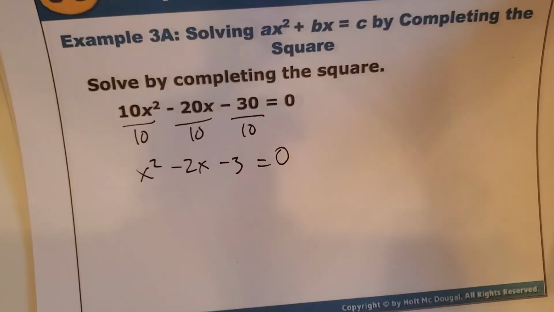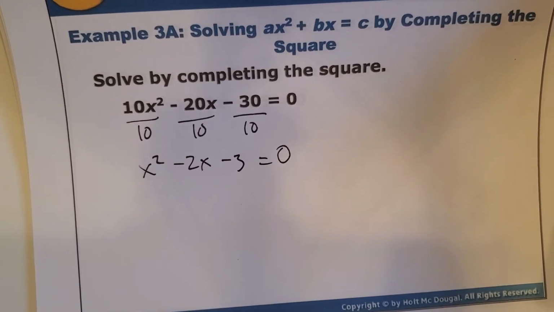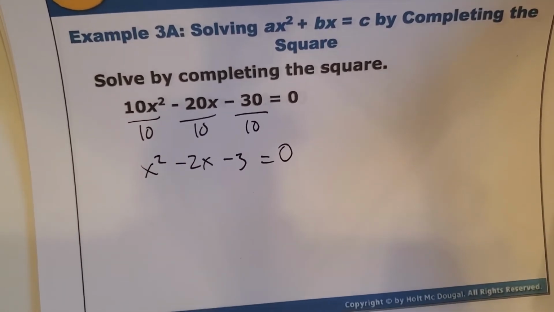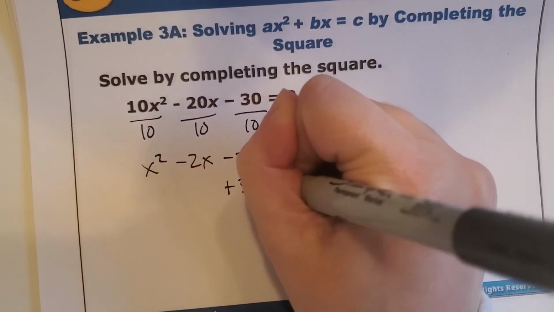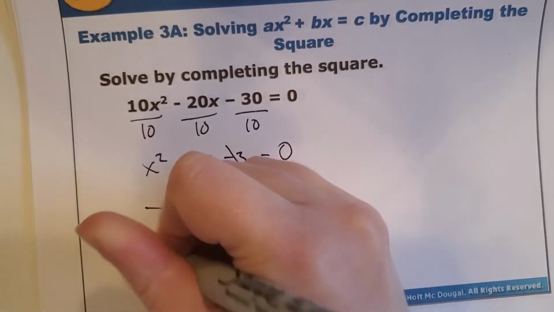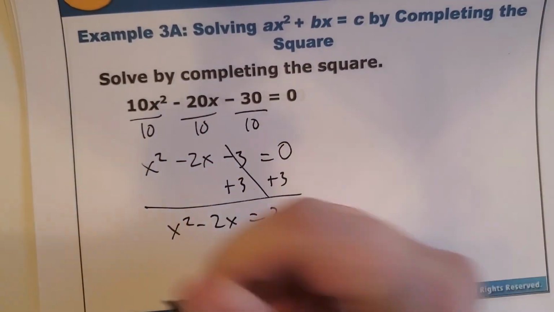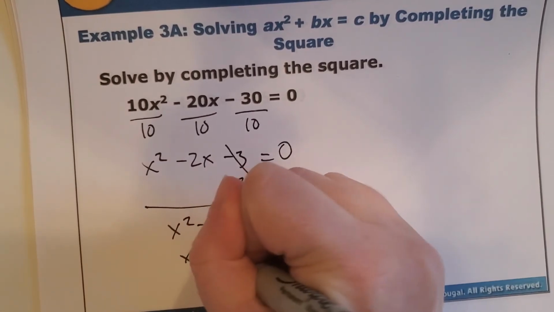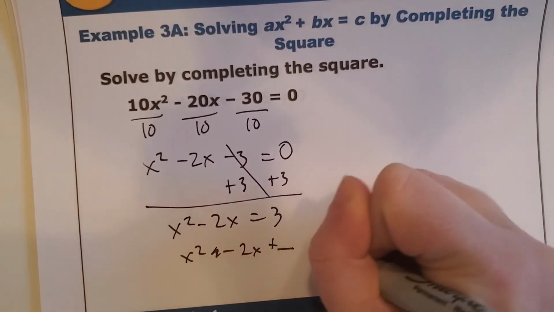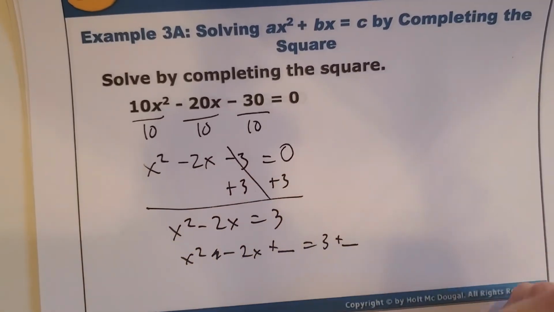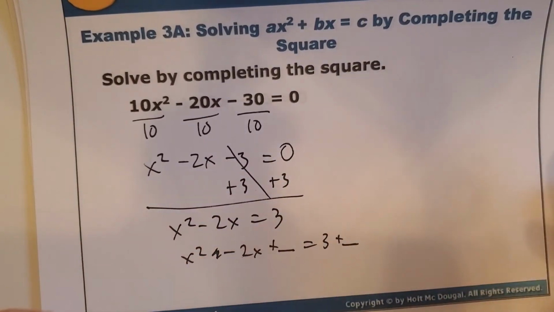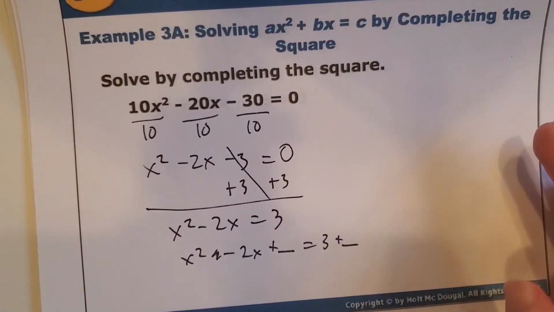We still have to do a little bit more work to get it into the format that we want, x squared plus bx equals c. Add 3 to both sides. X squared minus 2x equals 3. Put in your plus blanks. If you want to do the solving and putting in the plus blanks in one step, that's absolutely fine.